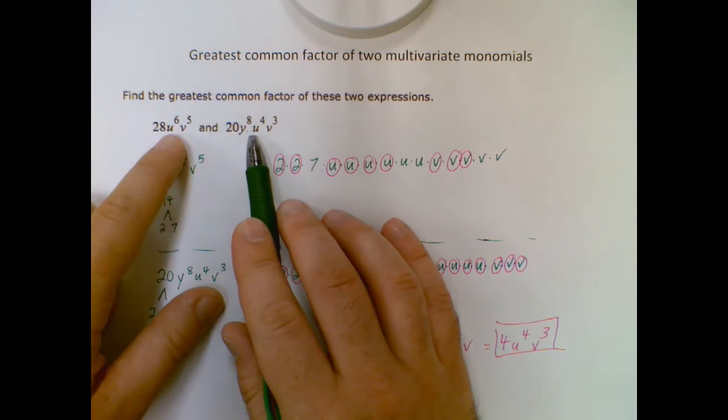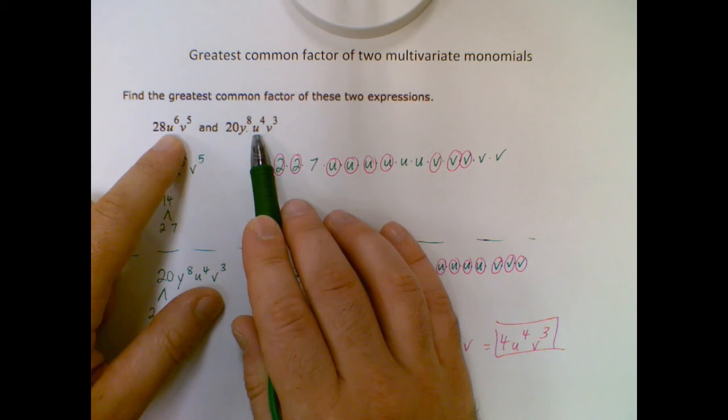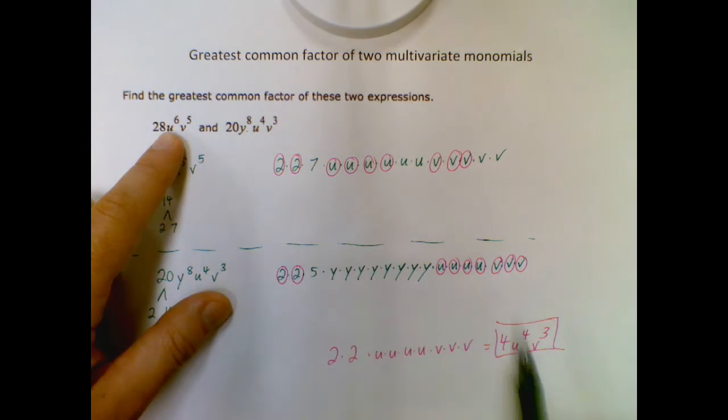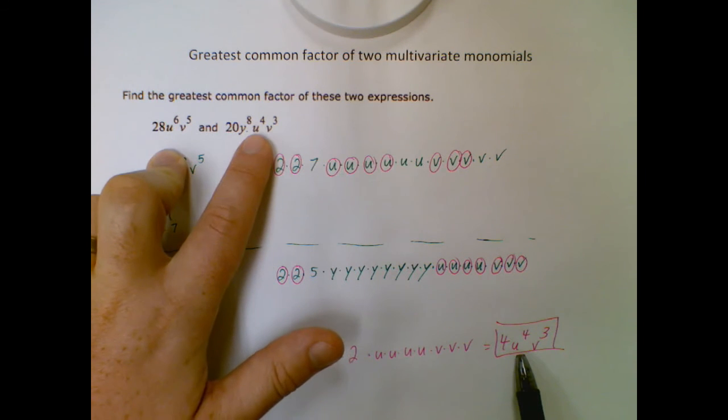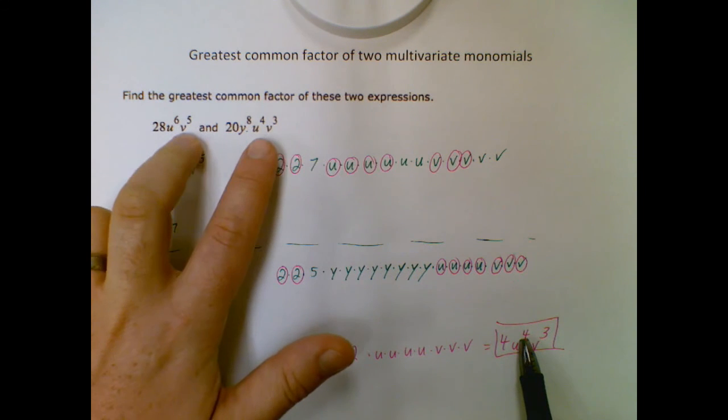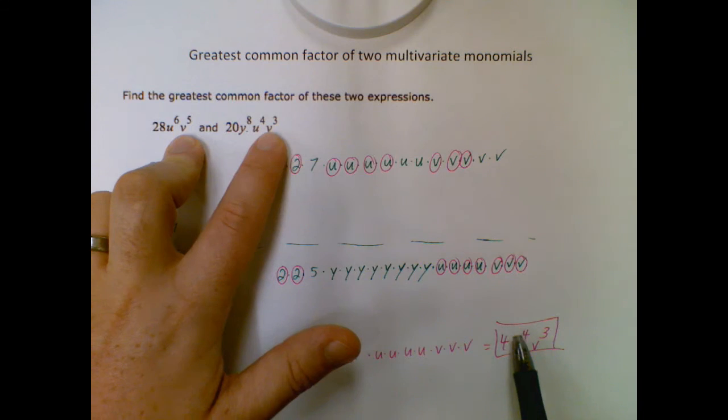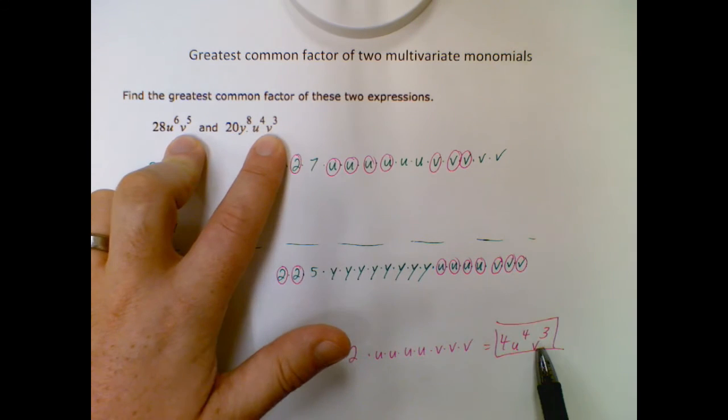You can look here and say, well, I have 6 u's, and this is 4 u's. Whichever one's smaller is your greatest common factor. So 6 and 4, the smaller one is 4, so that's there. Here I have 5 v's and 3 v's. Which one's smaller? 3. That's your greatest common factor.